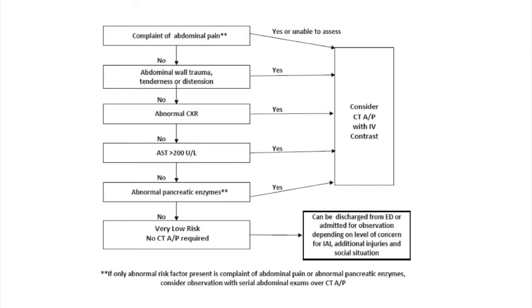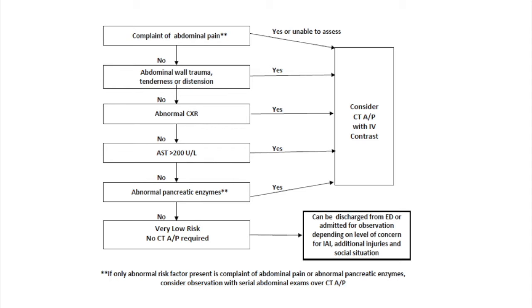This diagram shows our current clinical practice guideline for abdominal CT imaging in children following blunt abdominal trauma. The clinical practice guideline is a 5-variable model which identifies patients at extremely low risk for intra-abdominal injury in whom a CT of the abdomen can safely be avoided.